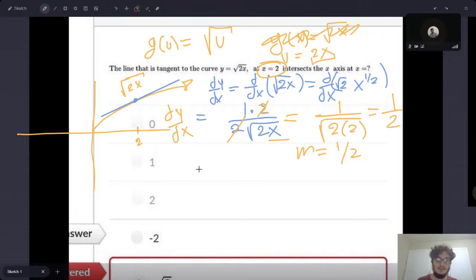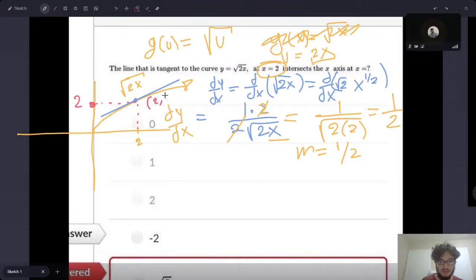We already found the slope, so now we need to find the equation of the tangent line, and it's usually easiest to get it in point-slope form once you have a point. First you need to find the y value at this point. If x equals 2, then y is going to be 2, because 2 times 2 is 4, and the square root of 4 is 2. So 2, 2 is the point.